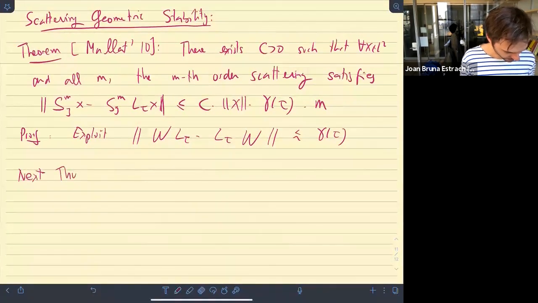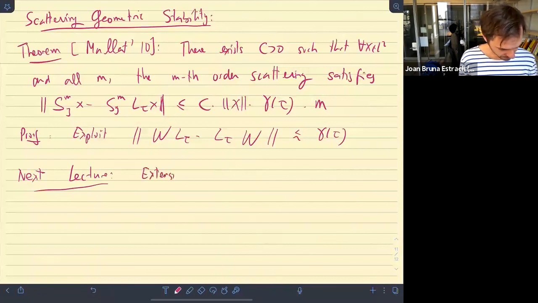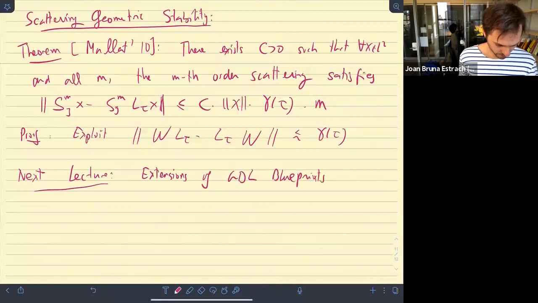So next lecture, this Thursday, we will discuss extensions of the GDL blueprint to non-Euclidean domains.